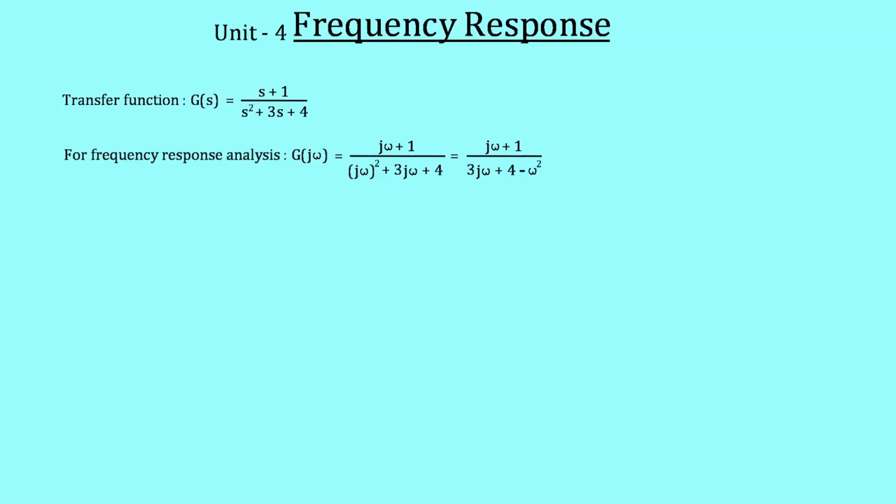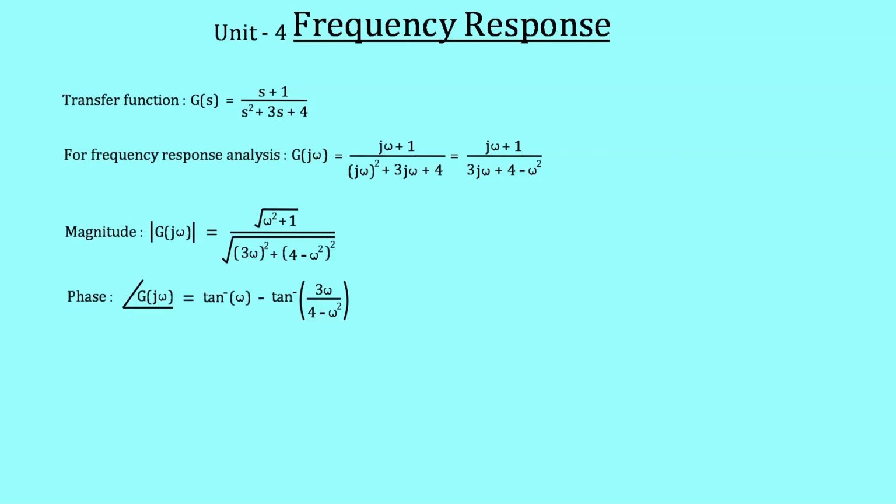Before moving forward, let us see some basic properties which will be utilized for frequency response analysis. I have taken a random transfer function (s plus 1) divided by (s square plus 3s plus 4). For frequency response, this transfer function will get converted into (j omega plus 1) divided by (3j omega plus 4 minus omega square). The magnitude of this transfer function will be equal to under root of (omega square plus 1) divided by under root of (square of 3 omega plus (4 minus omega square) whole squared). Phase of the transfer function is equal to tan inverse omega minus tan inverse of 3 omega divided by 4 minus omega square.